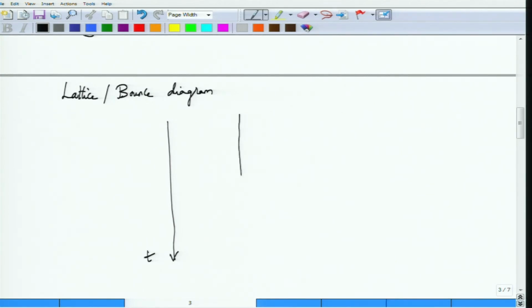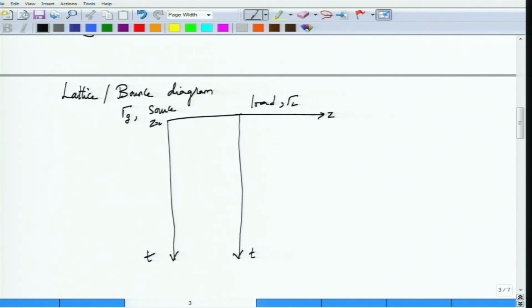Now, there is a similar diagram at the load side as well. So you have a load end and you have a source or the generator end. The load end is characterized by gamma L, and the generator end or the source side is characterized by gamma G. This length corresponds to the length of the transmission line, with Z equal to 0 at the source and Z equal to L corresponding to the load.